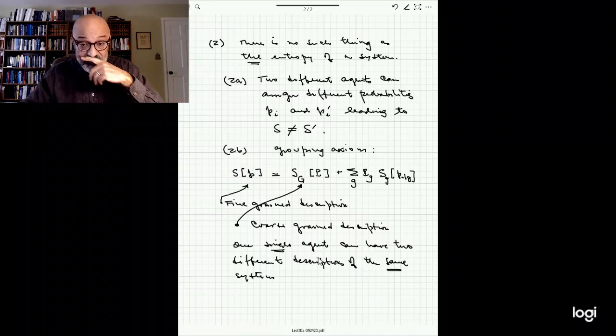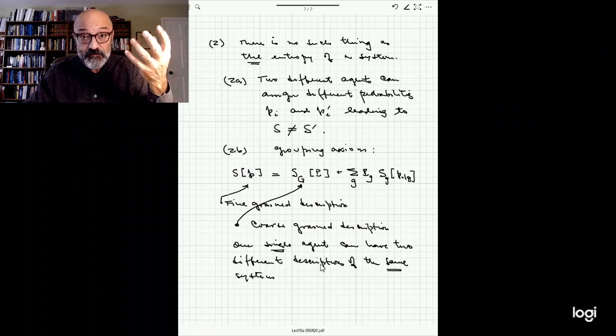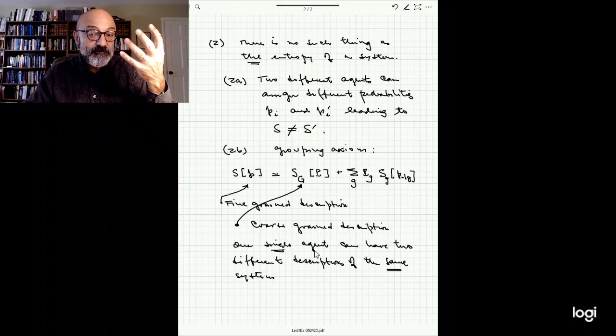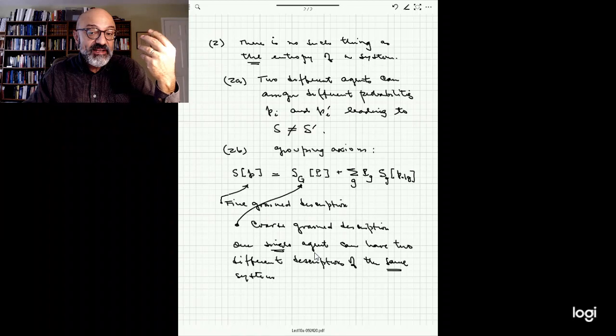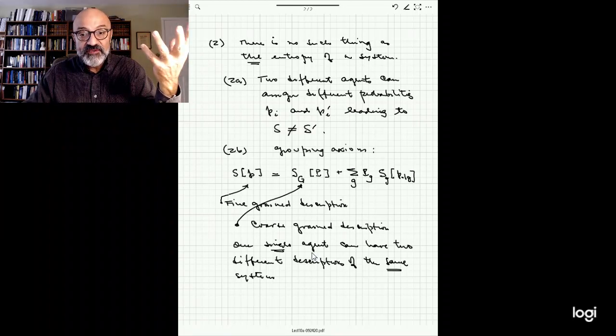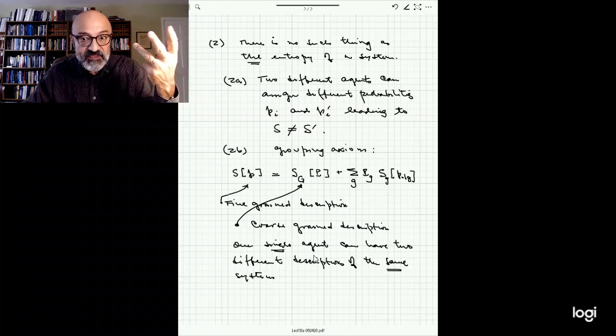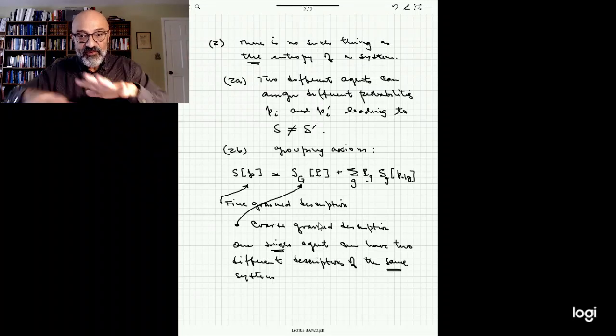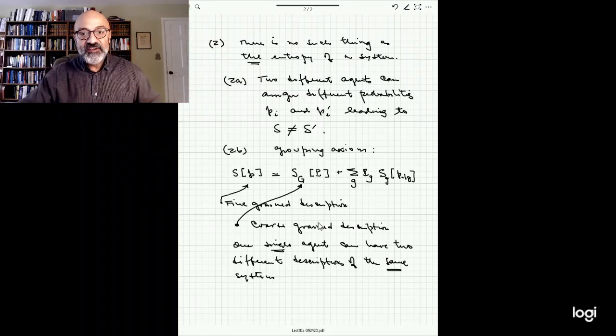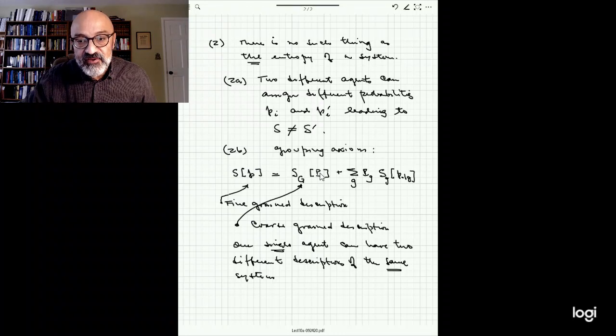For example, if you're trying to describe a fluid, you may use as your variables the positions of molecules. In that case, you would describe it with an entropy that is of this type. But on the other hand, you could try to describe it in terms of densities or pressures or volumes and how those quantities are varying. And so then you would have a coarse-grained description, and it would be more appropriately described by something like that.